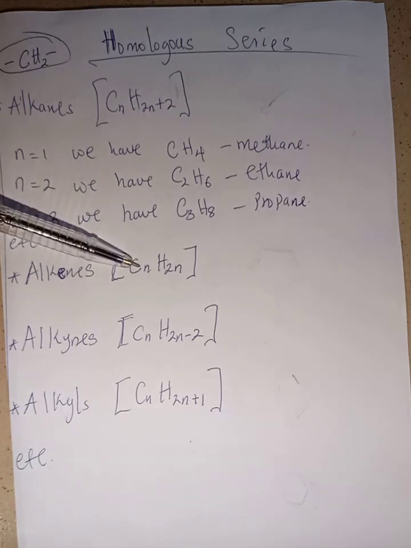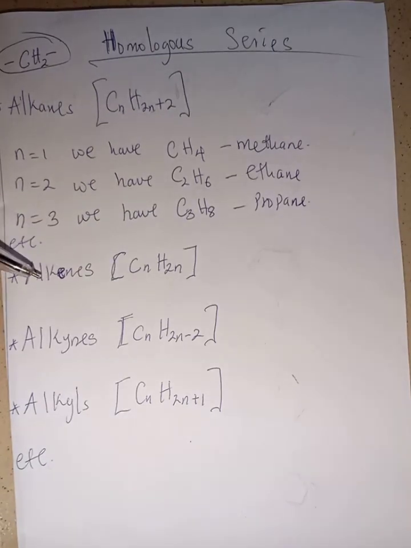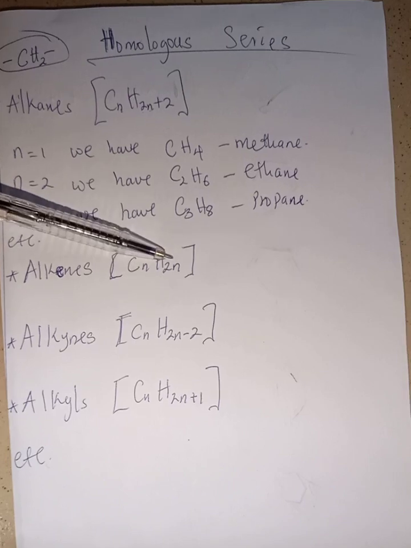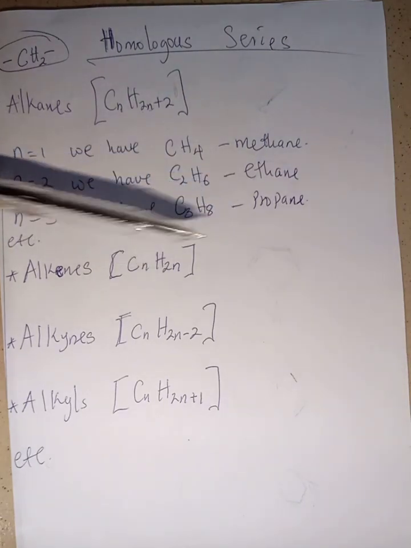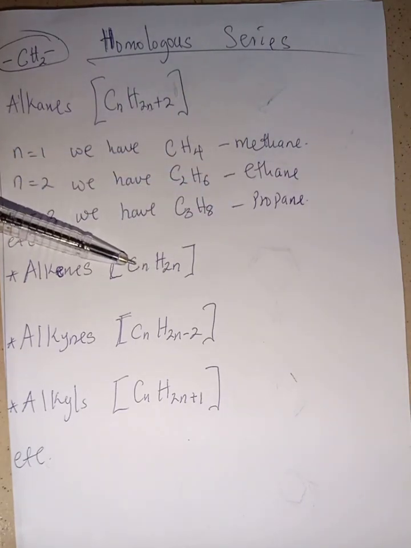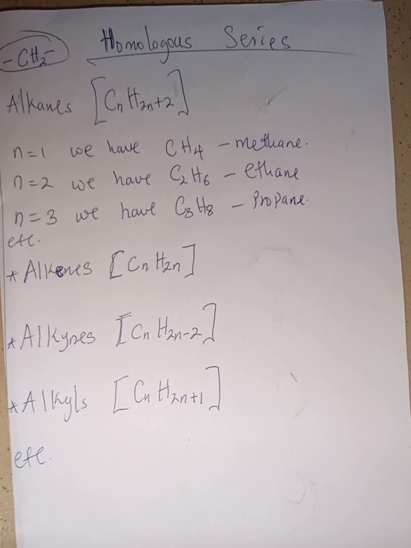If you add hydrogen gas, H2, to C2H4, it will become C2H6, which is now ethane. That's what I'm trying to say.